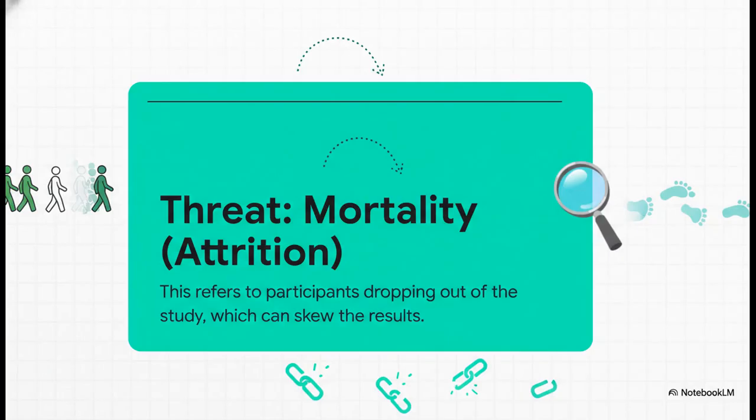So the maturation threat makes you ask, was it my amazing method, or did they just grow up a little bit? All right, next on our list is mortality, which is also called attrition. Now, it sounds pretty dramatic, but don't worry, it just means that some people drop out of your study before it's finished. And this can actually have a huge effect on your results.